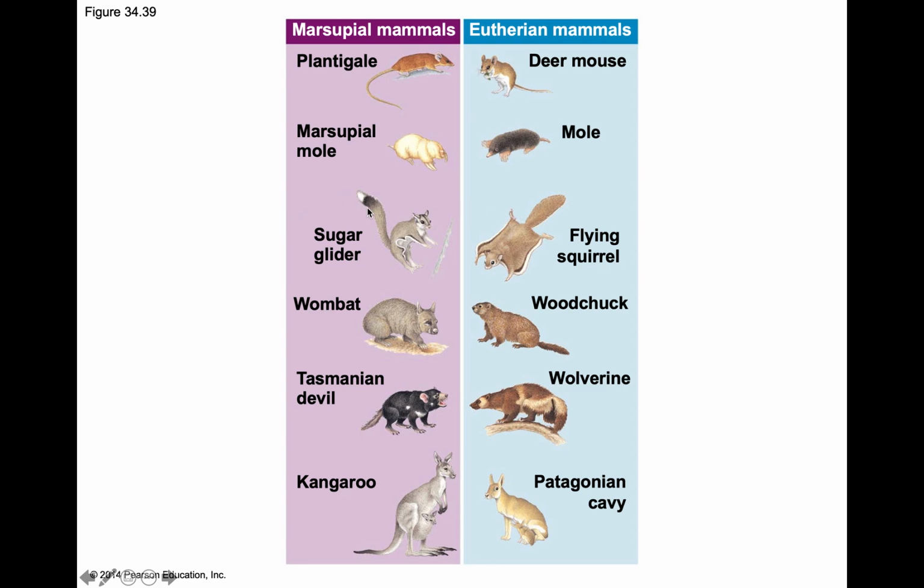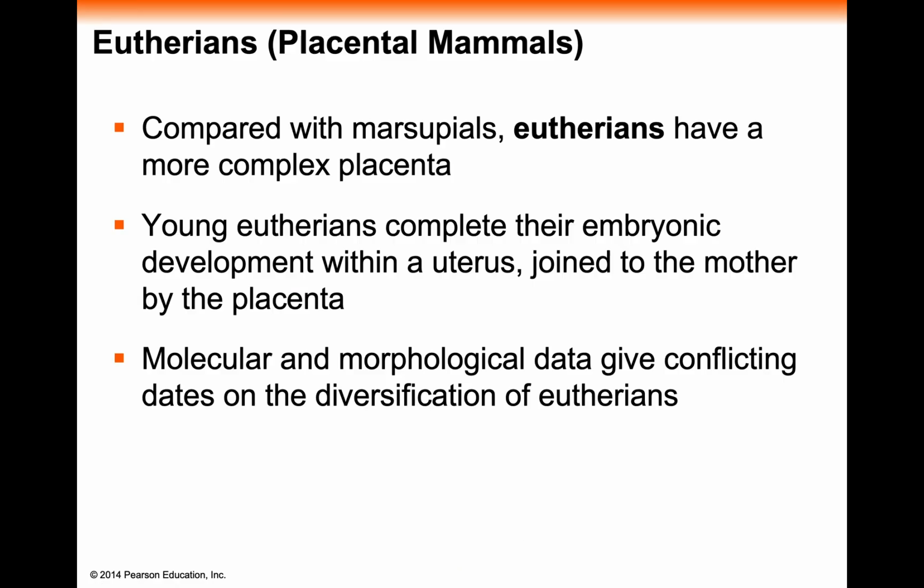And marsupials have a lot of convergent evolution. There's a lot of them that look very similar to a lot of animals that we have today. These guys are all basically found in Australia. These are found in the rest of the world. And so that's back to that convergent evolution we talked about earlier in the course.